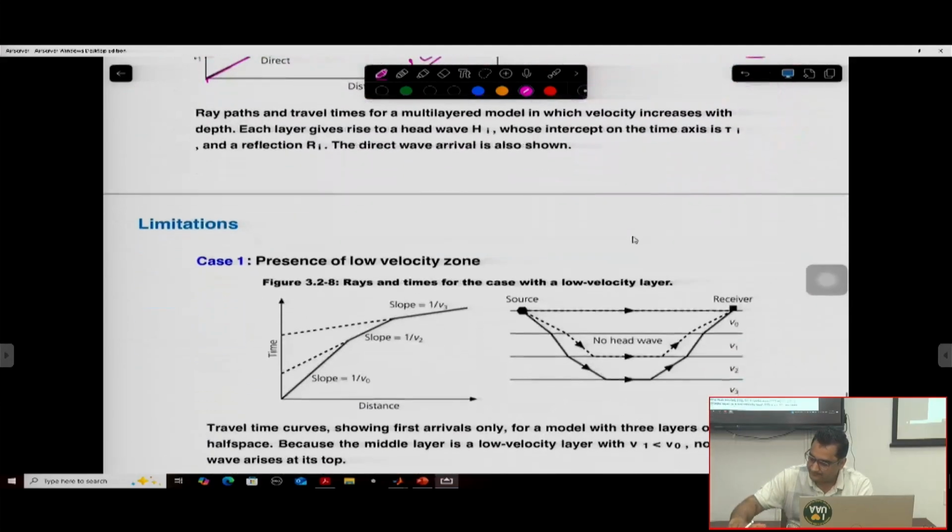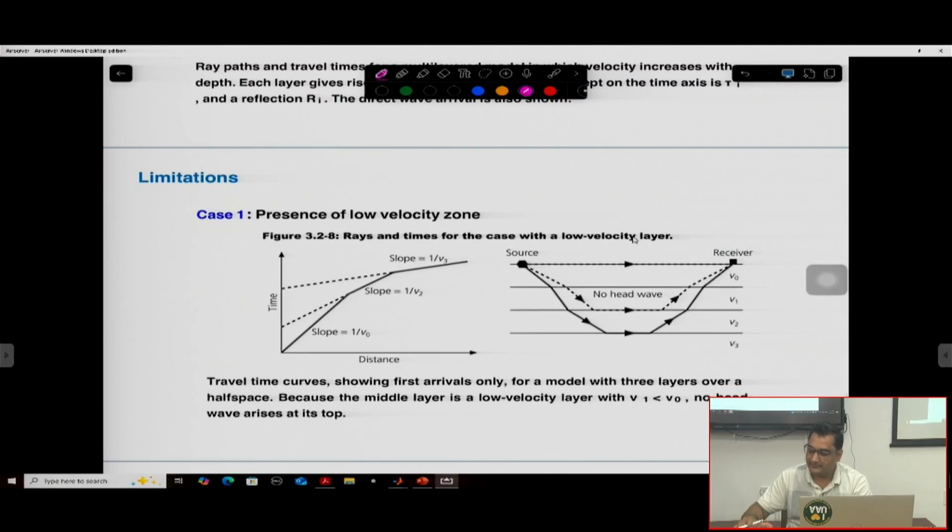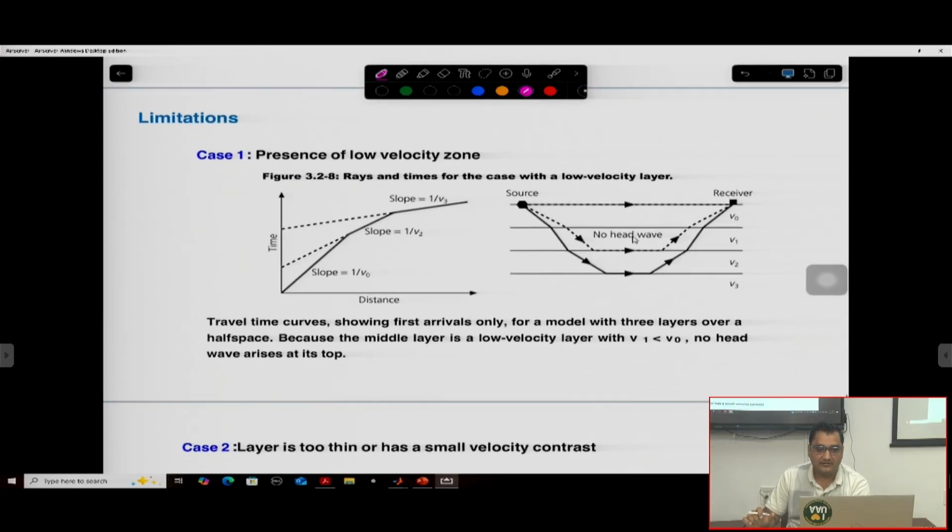Now, there are some limitations to this. Refraction seismology has some limitations. The first limitation is the presence of a low velocity zone. What is a low velocity zone? As you are going deeper, at some point the velocity of the deeper point is smaller than the shallower point. That is your low velocity zone. So in this case also it is happening.